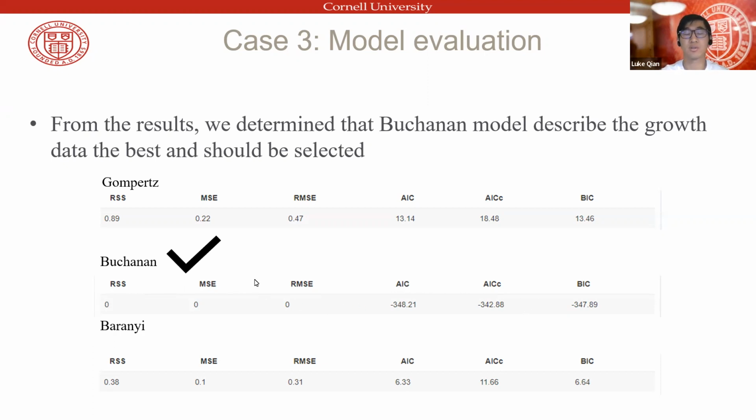This is the ideal situation because Buchanan model is basically a three-phase linear model. That's why we see zero error. But in reality, because of the complexity of microbiology, you won't be able to see the error that low. But in our case, we should stick to the Buchanan model if we want to predict the microbial count.